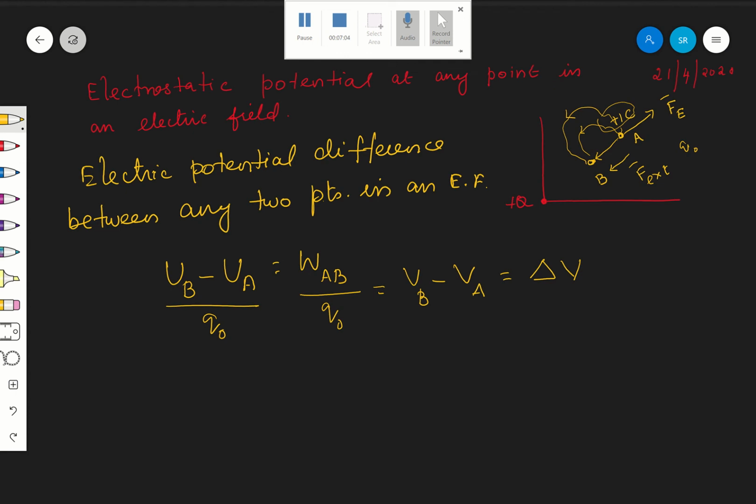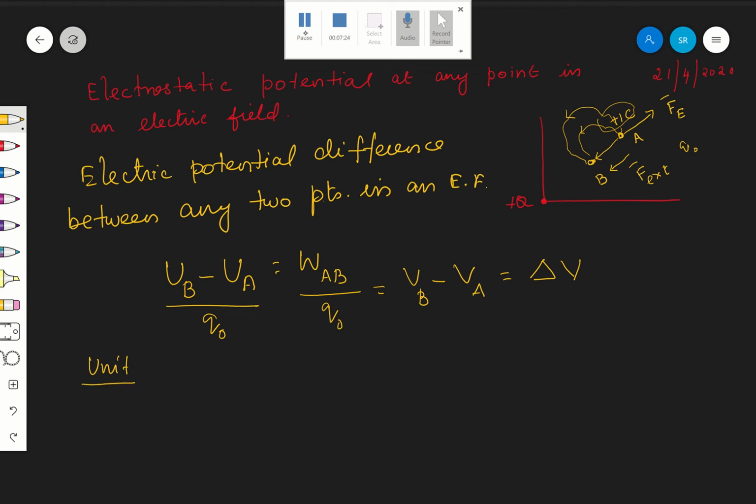Gravitational field is also conservative, no? Like that, the electric field is also conservative, and the electrostatic force is a conservative force, and the electric field is a conservative field, right? So this is about delta V. Now, what is the unit and dimension? Can you write? What is the unit?